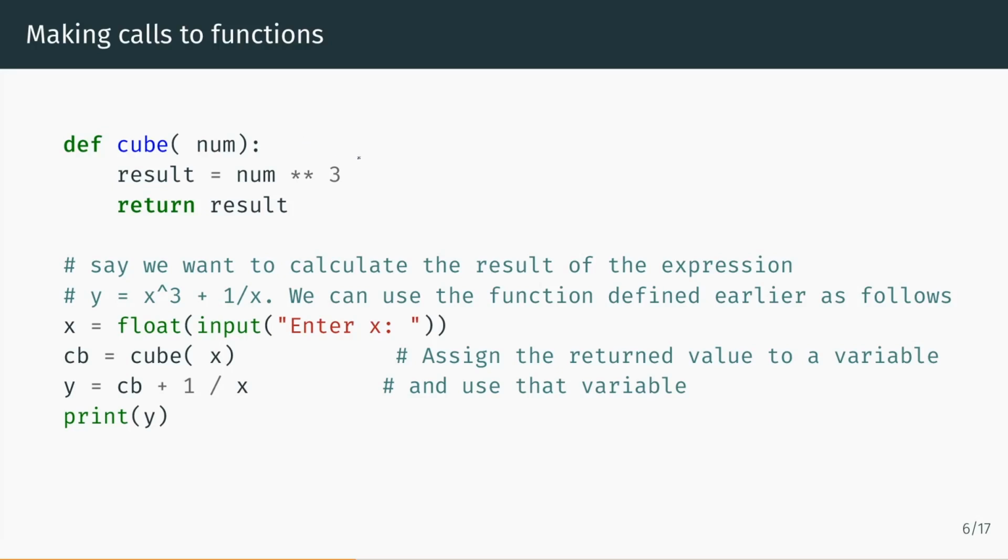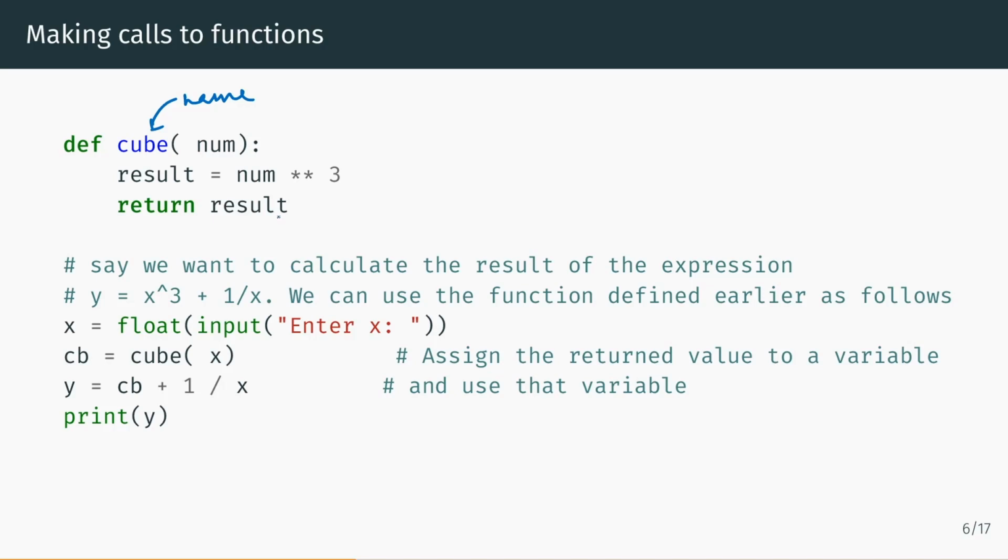Now, how do we make calls to a function? As we know, a function must be defined before it's called. In this example, we define a function named cube. As you might have guessed, cube takes a number and raises it to the power 3, then returns the result.